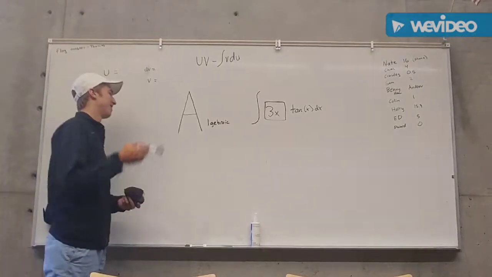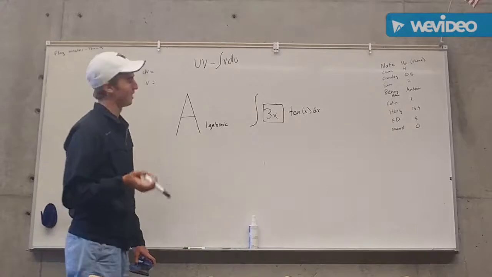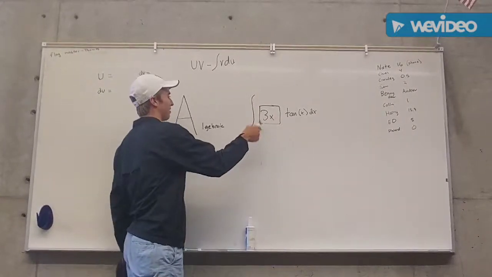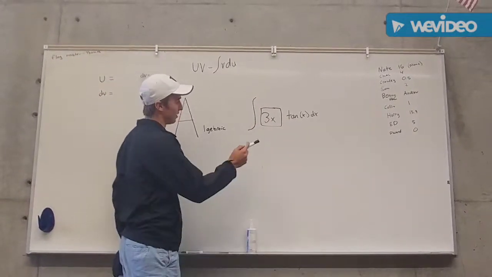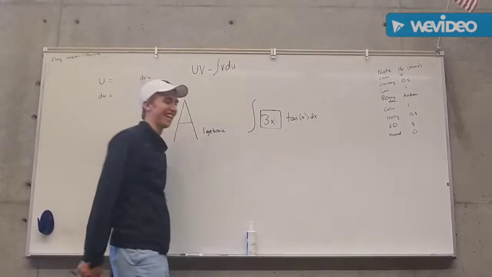The A in LEAT stands for algebraic functions. An example of this in the integral would be 3x times tangent x dx.